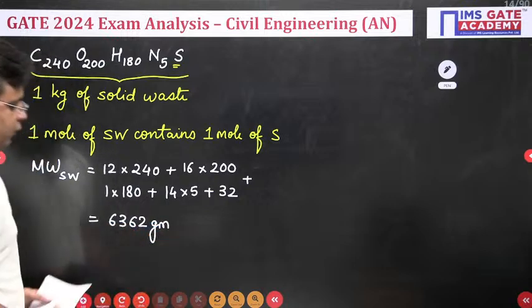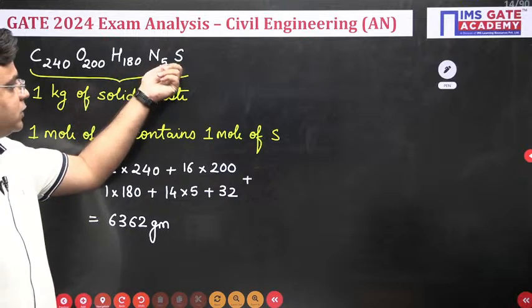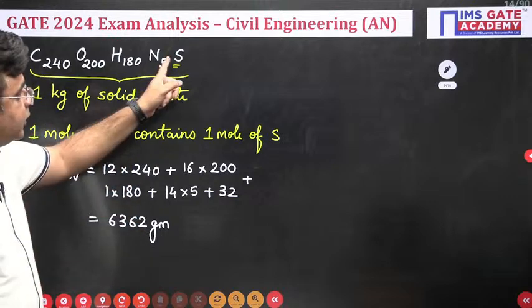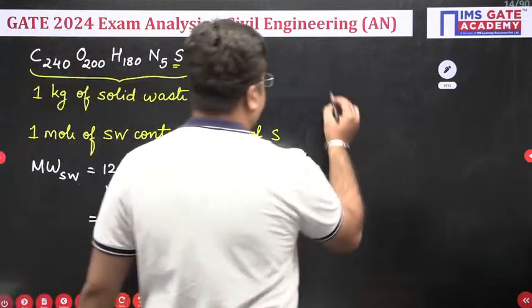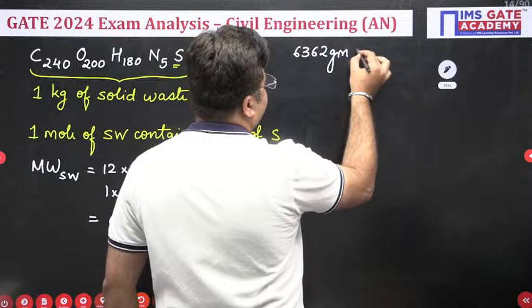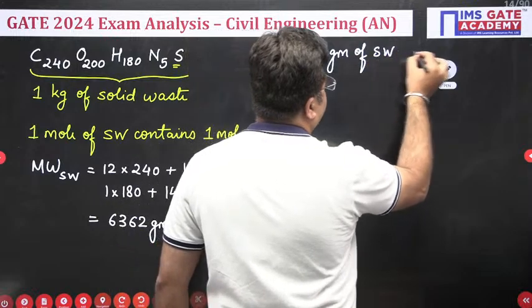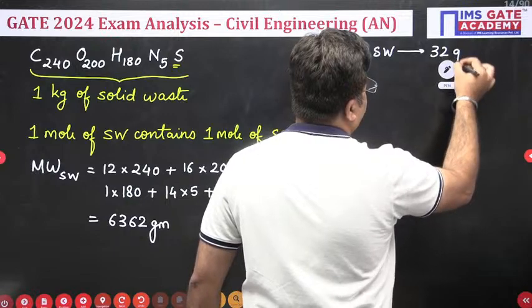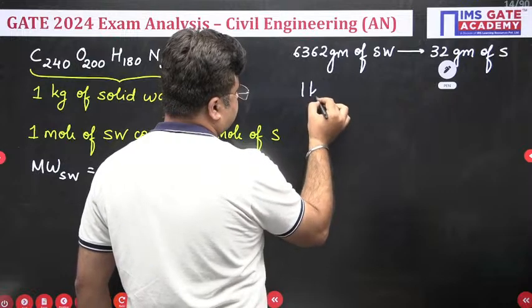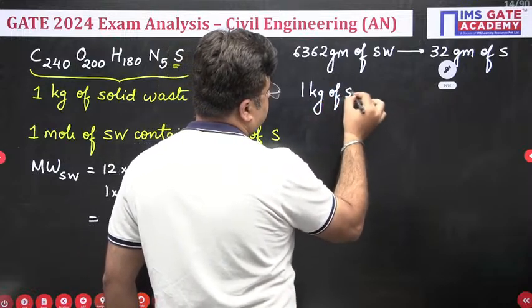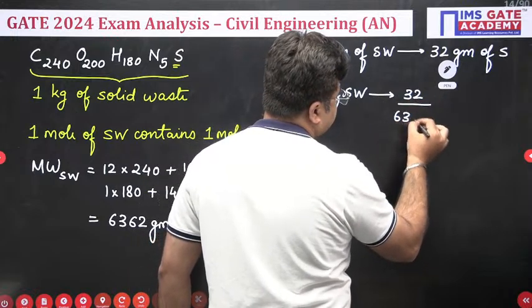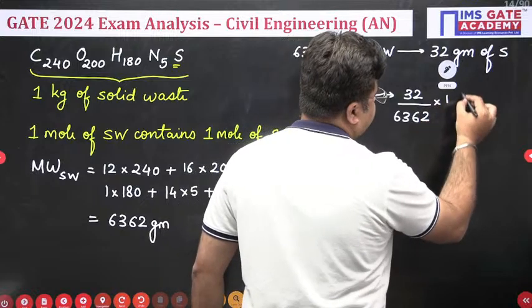So 1 mole of this solid waste contains 1 mole of sulfur. So 6362 grams of solid waste contains 32 grams of sulfur. So from here I can write that 1 kg of solid waste contains 32 by 6362 into 1 kg of sulfur.